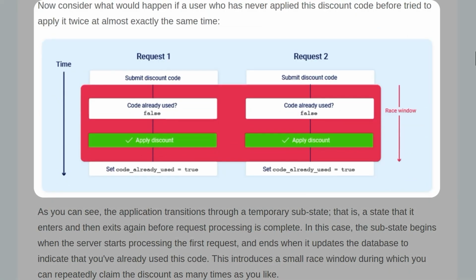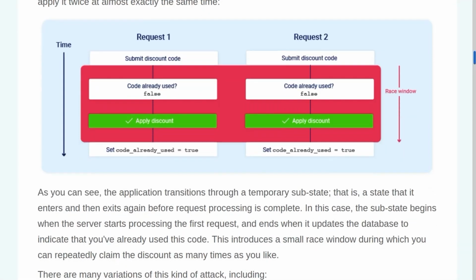Now consider what would happen if a user who has never applied the discount code before tries to apply it twice at almost exactly the same time. So in both requests, we have the check, is the code already used, and they both come back false. So they both apply the discount, and then they both set the Boolean value to true. But because they happened at the same time, they essentially apply the discount twice.